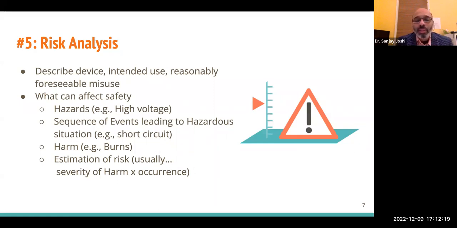What can happen that will lead to a hazardous situation? For example, there could be a short circuit somewhere, and an AC wire accidentally touches a conductor, and somebody touches the conductor, and then what kind of harm it could create. So it could lead to a cardiac arrest, it could lead to burns. And then ultimately, what is the likelihood? What is the occurrence of that harm? And usually estimation of risk is severity times occurrence. Now, keep in mind, the standard does not say that it has to be this multiplication, but this is what I have seen most of the time.